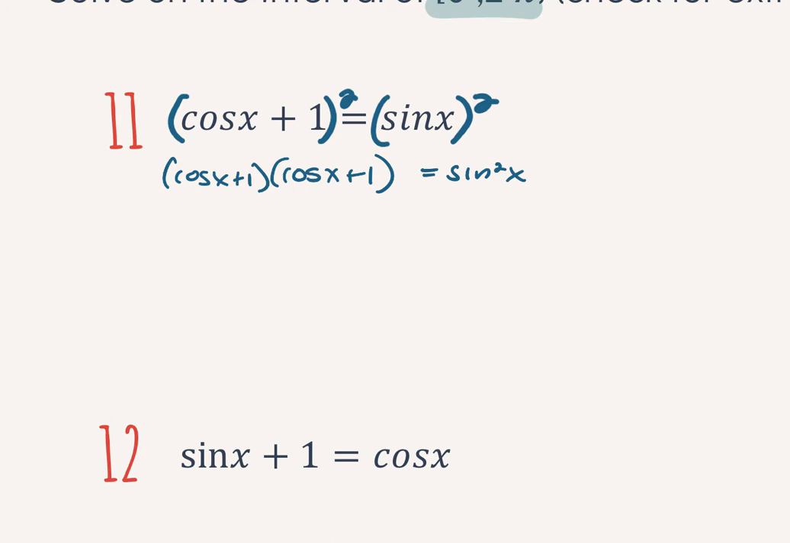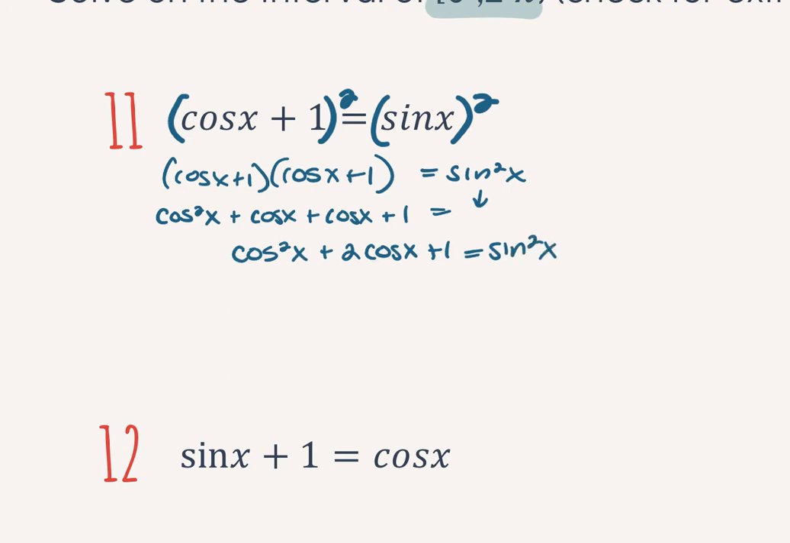On the left, I'm going to FOIL it out. I would get cosine squared x plus cosine x plus cosine x plus 1, or cosine squared x plus 2 cosine x plus 1 equals sine squared x.